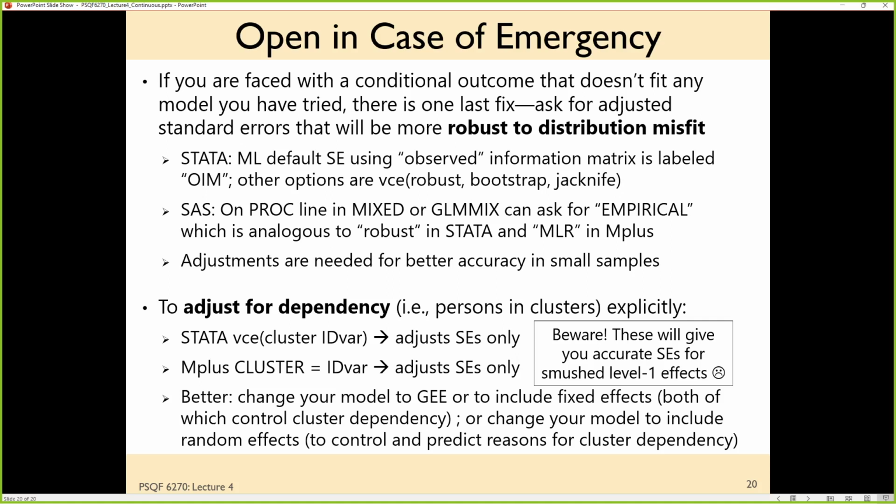So you might have an option, say in lavaan for R. Lavaan has normal and it has ordinal, and that's it. So if you have something that is not one of those two, you're kind of out of luck. But what you can ask for are robust standard errors. There's an estimation called robust maximum likelihood. That's what it's called in Mplus, and that's also what it's called in lavaan. There's an empirical option that you can add to PROC MIXED or GLIMMIX, and Stata has several different options for robust standard errors as well.